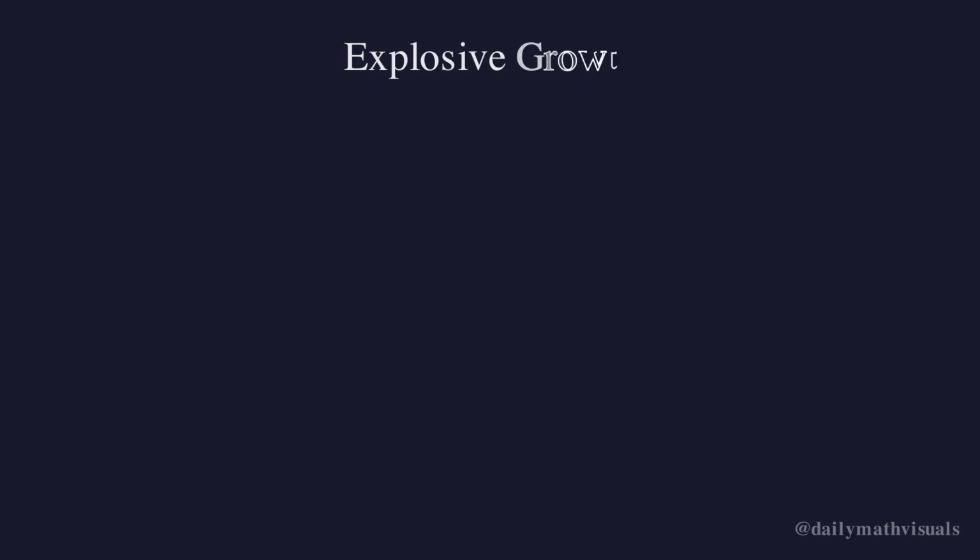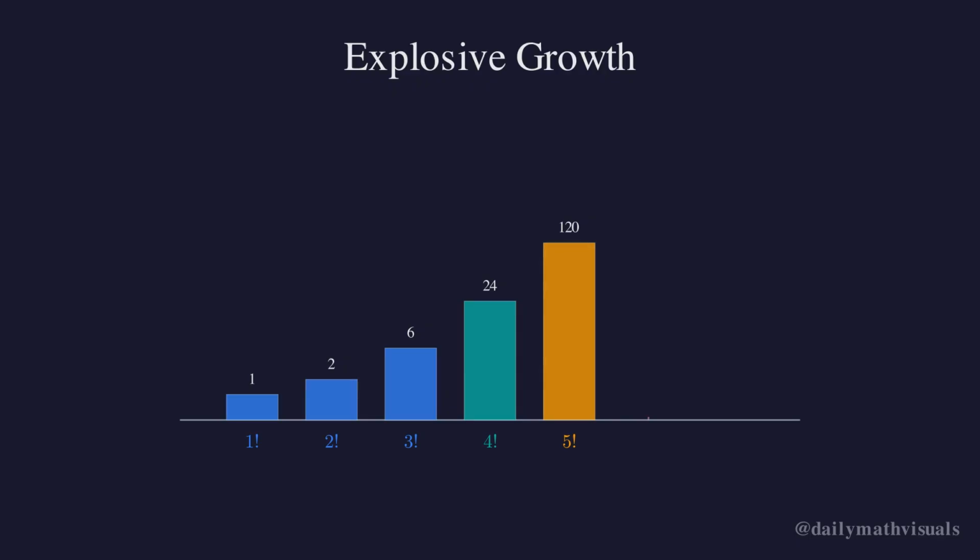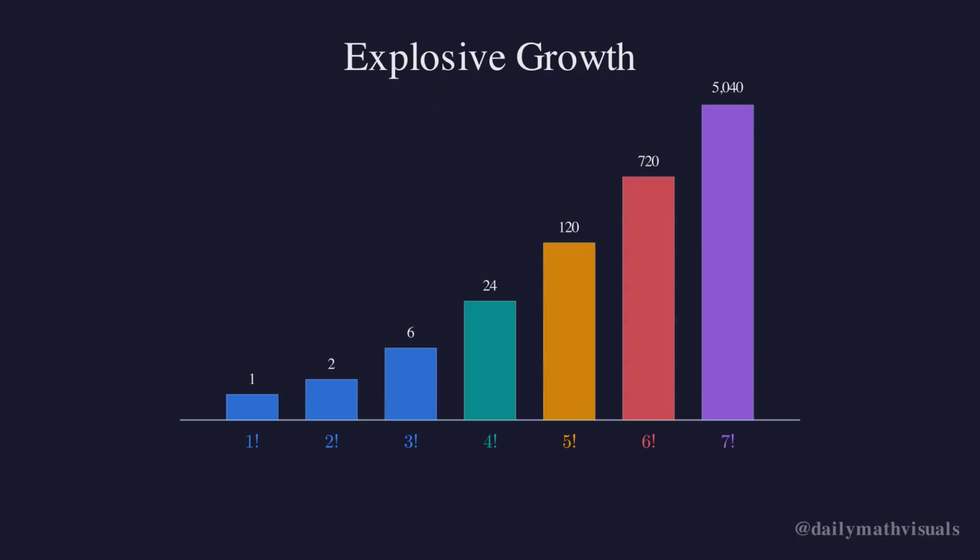Now here's where Factorial gets really interesting. Let's watch how fast it grows. 1 factorial is just 1. 2 factorial is 2. 3 factorial, 6. 4 factorial, 24. 5 factorial jumps to 120. 6 factorial, 720. And 7 factorial, over 5,000.